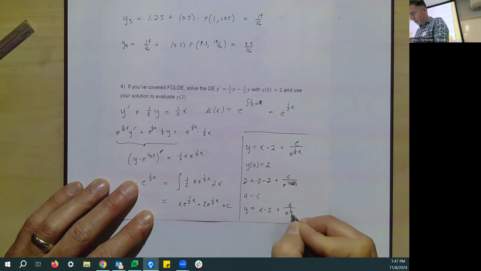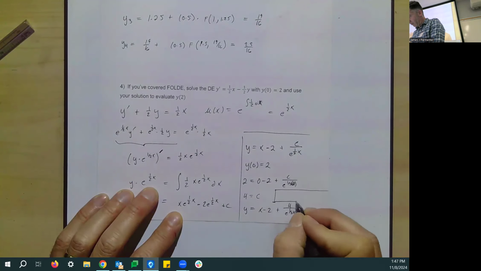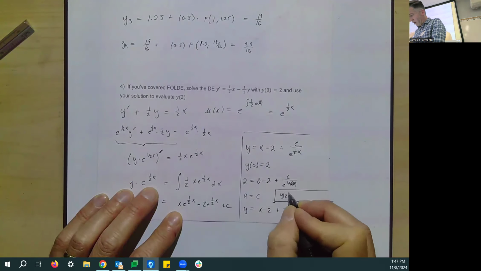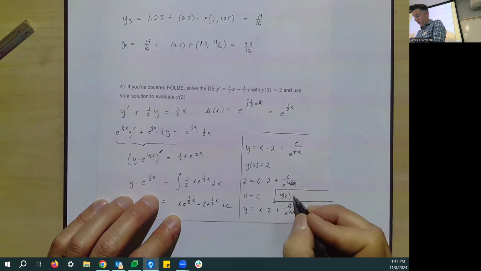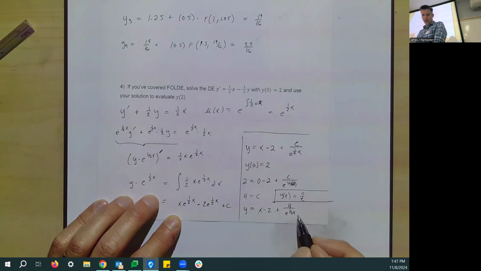If you plug in 2 there, sorry, that's getting very messy. If you plug in 2 there, you get 2 minus 2 plus 4 over e to the 1/2 times 2, which is 4 over e, approximately 1.47. So pretty good.